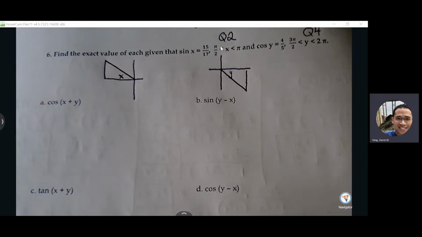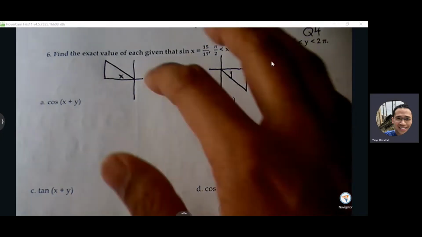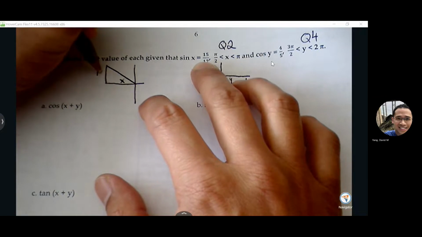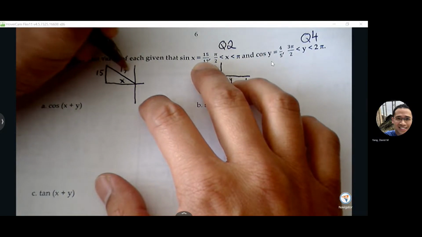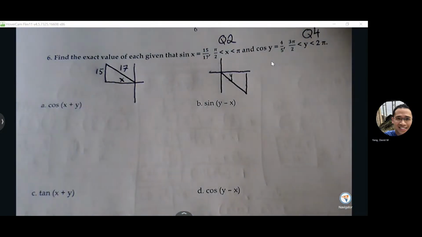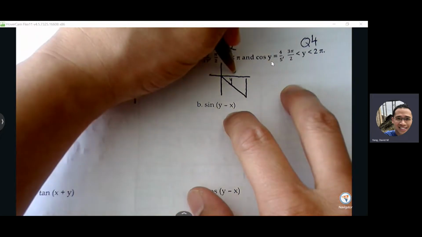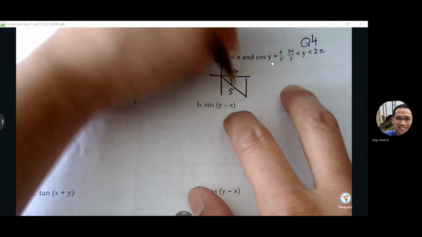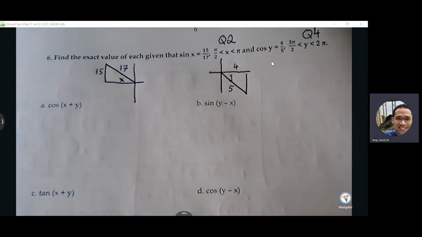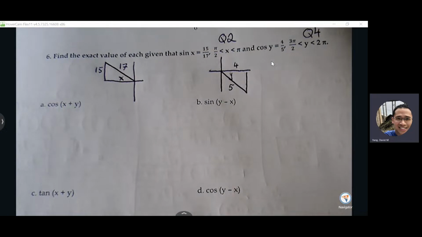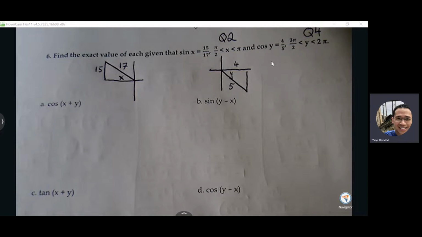Okay, so for x, we have some information here. Sine of x equals 15 over 17, so opposite over hypotenuse. Cosine is 4 over 5. Pythagorean theorem to find the third missing side, and then we can start breaking them down after we expand, using sum and difference identities.